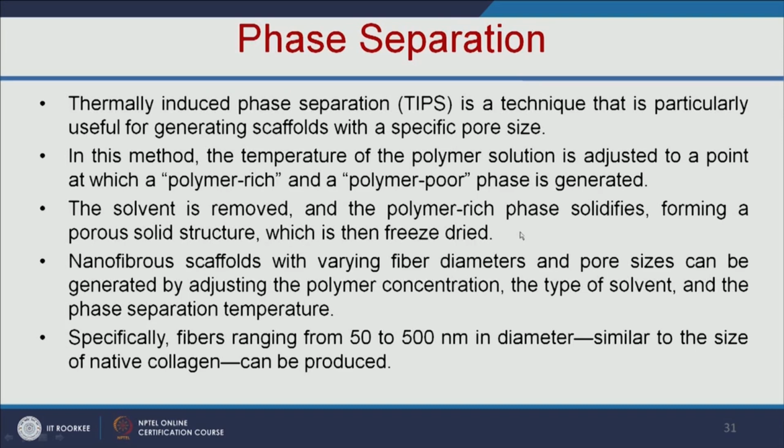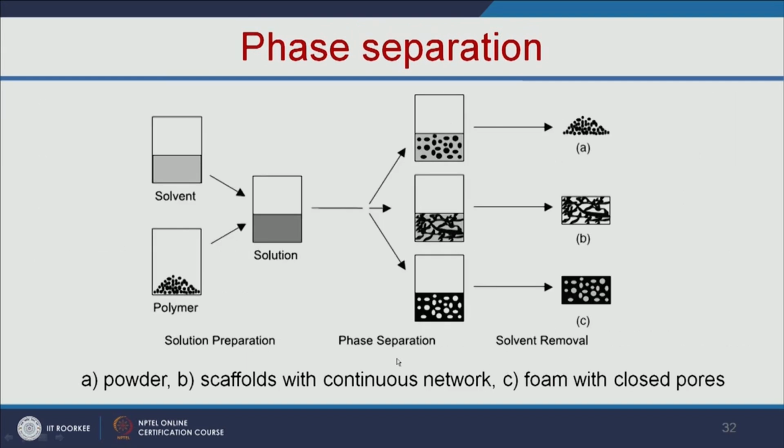which is then freeze dried. Nanofiber scaffolds with varying fiber diameters and pore size can be generated by adjusting the polymer concentration, the type of solvent, and the phase separation temperature. By simply adjusting these, we can have various pore size nanofibrous scaffolds. Fibers ranging from 50 to 500 nanometer diameter can be easily achieved, which will exactly mimic your extracellular matrix.